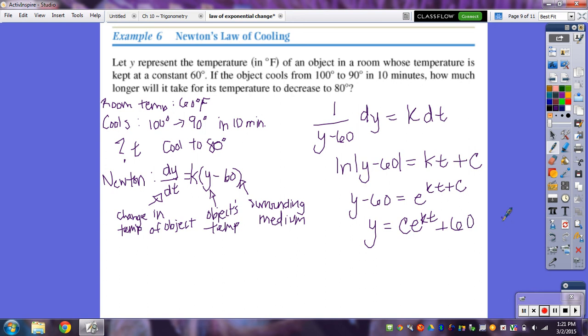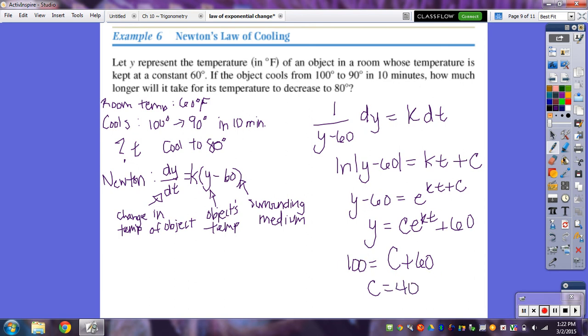And so that is the beginning of my model, but I also need to solve for some variables, which is why they gave us this initial information. So when time is 0, our object's temperature is 100 because it cools from 100 to 90 in 10 minutes. So if our object's temperature, which is y, is 100, and our time is 0, which would turn this into e to the 0, which would become 1, so that would be c plus 60, and then that means c would equal 40.